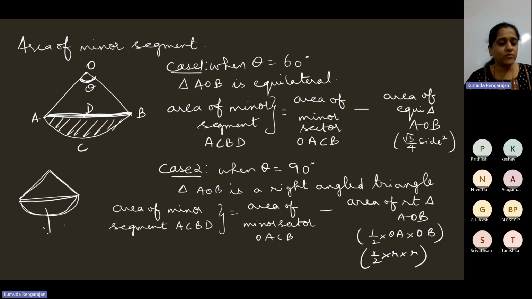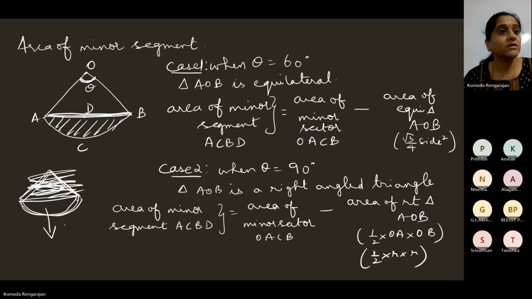So how will you find the area of the segment? It's the area of the sector minus the area of the triangle that will give you the area of the segment. The sector is made up of a triangle and the minor segment. So from the area of the sector, if you take away the area of the triangle, you can find the area of the minor segment.